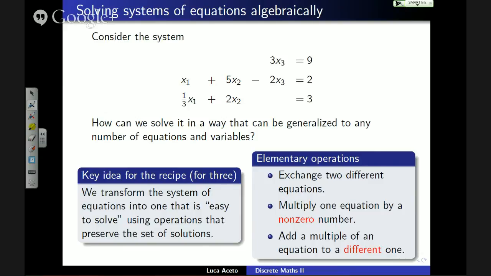What I want to ask you now is, why is it important that you actually add a multiple of an equation to a different one and not to itself? In general, this is a dangerous thing to do. That's why you're not allowed to do it. For special cases, in some cases it doesn't harm, but in general it's dangerous.